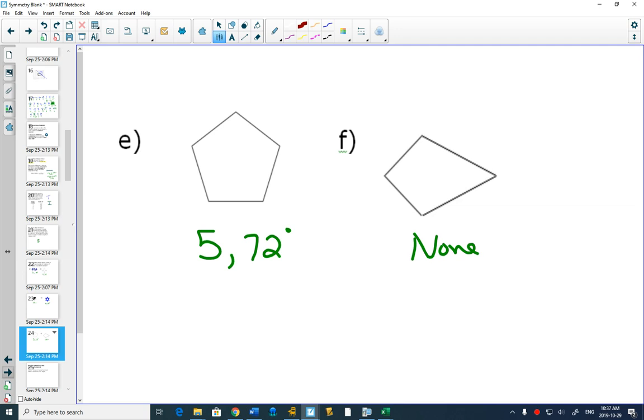And this one has none again, because one side of the kite is shorter than the other side of the kite. That is mathematically correct. Okay.